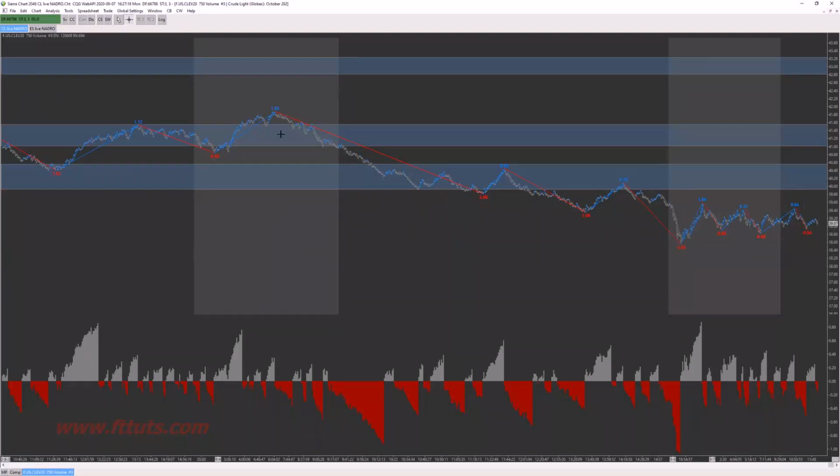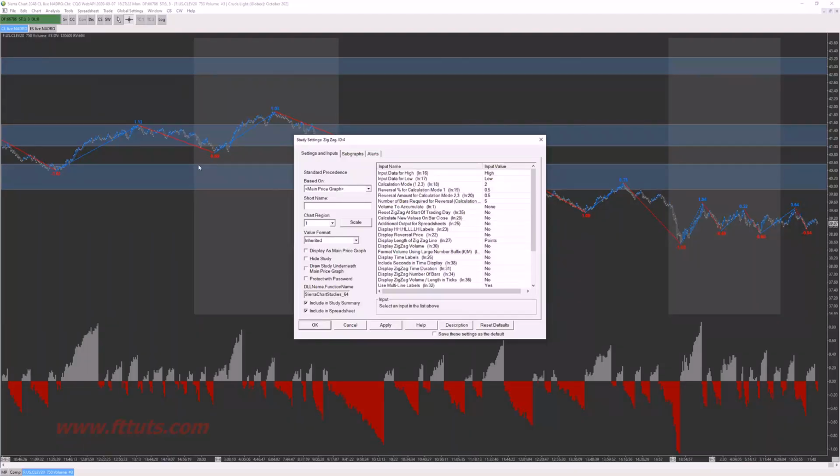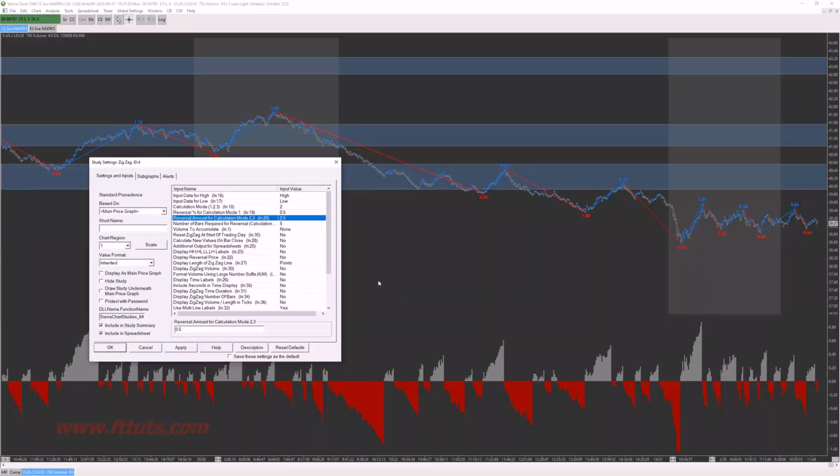So you see how it connects these points. The math here, if you want to know, is look for price that moves at least 50 cents away from a swing low or a swing high. Okay, so that's just the minimum fluctuation. But once you've met that minimum fluctuation, I want to see a 5-bar reversal.